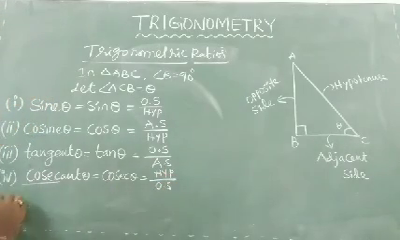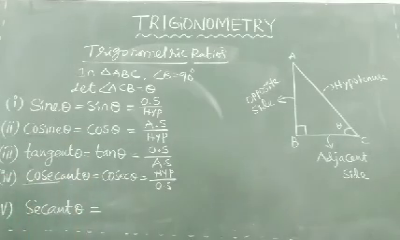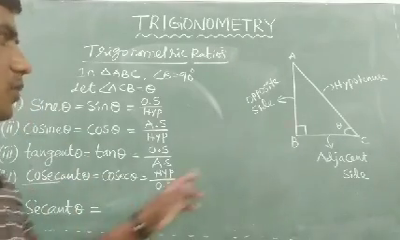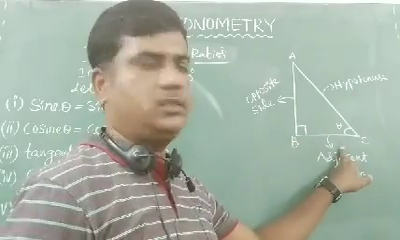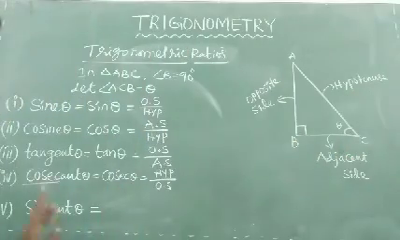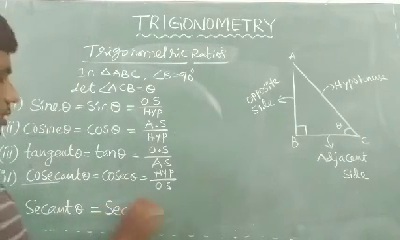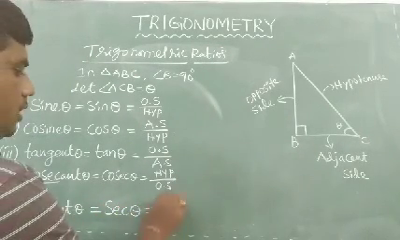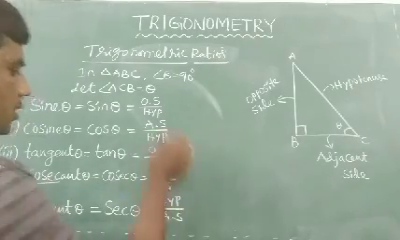So next one, that is the fifth one, secant theta. The ratio between hypotenuse to adjacent side is called secant theta. Secant theta, shortly we can write as sec theta. So this is the ratio between hypotenuse to adjacent side.